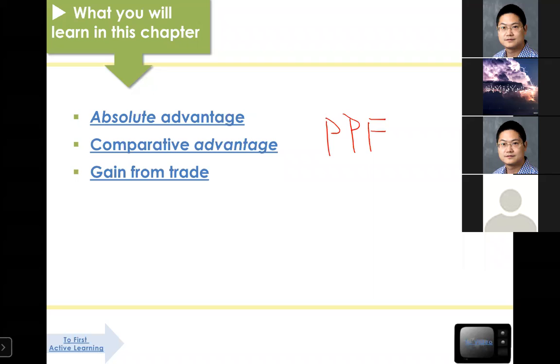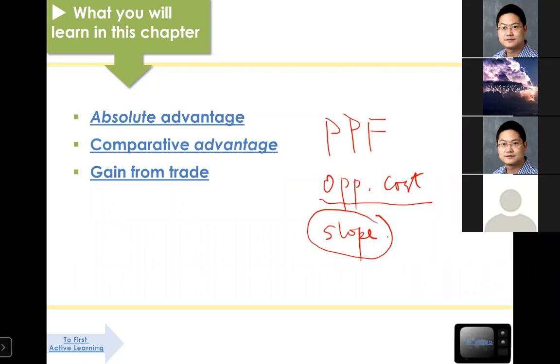I just want to remind you, there's an important concept in PPF, which is opportunity cost, right? It's short for op cost, opportunity cost. And another thing I want to remind you, the slope of PPF actually corresponds to the opportunity cost, right? But remember, the PPF typically is a downward sloping curve. So when I say slope, it's just the absolute value of the slope. The absolute value of the slope gives you the opportunity cost, right? We are going to see that again in today's discussion. So this is the roadmap.